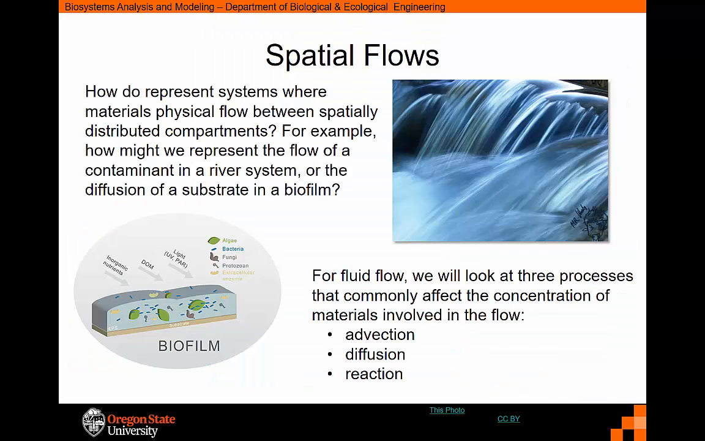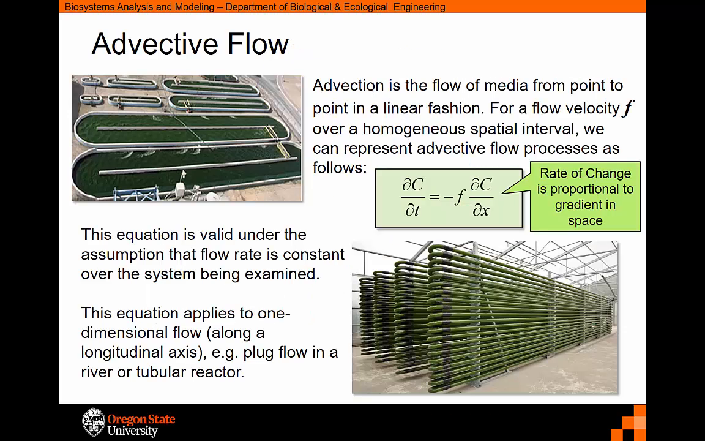We will close this section with a discussion of spatial flows and how we incorporate these into models. We will focus on two types of spatial flows, advection and diffusion, and explore how to incorporate dynamics associated with these flows with additional transformation processes. Let's start with advection. Advection is the flow of material from point to point in a linear fashion. Think of a river moving downstream carrying a contaminant or fluid flow along a long, narrow bioreactor.